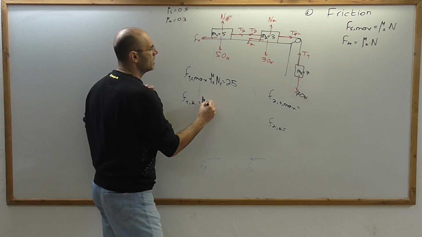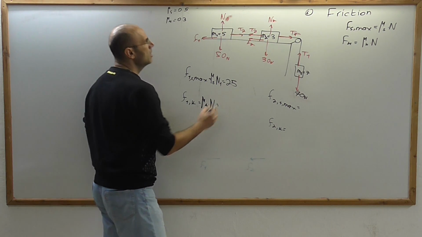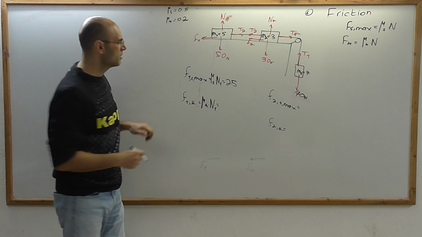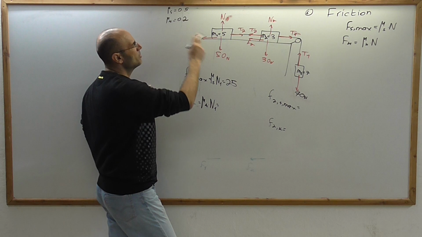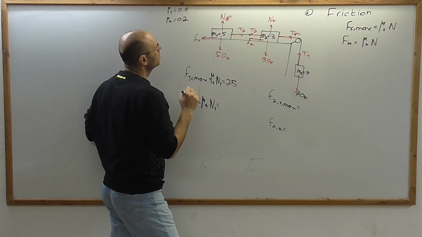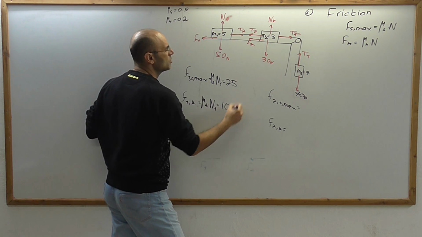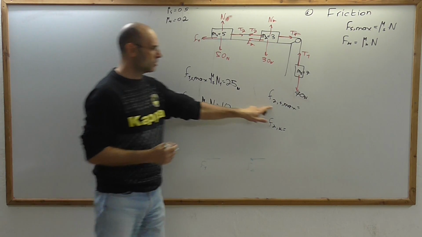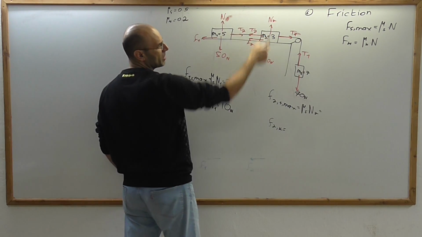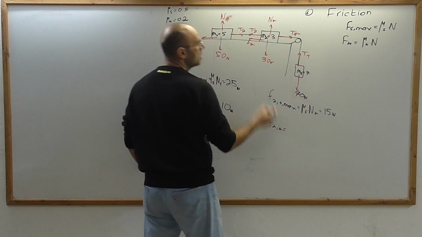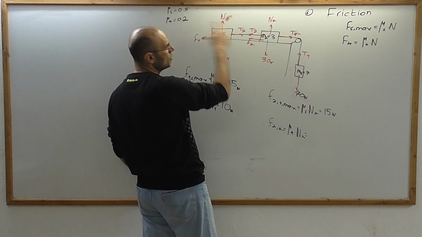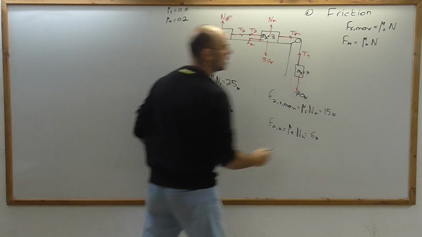F1 kinetic is mu kinetic multiplied by N1, which is 0.3. I don't like this 0.3, it's not good for me without my calculator. 0.2 multiplied by 50. No, it's okay, it's 10 newtons. Let's do this one. This is mu static multiplied by N2. Mu static is 0.5 multiplied by 30, which is 15 newtons. And kinetic is mu kinetic multiplied by N2, 0.2 multiplied by 30, it's 6 newtons.